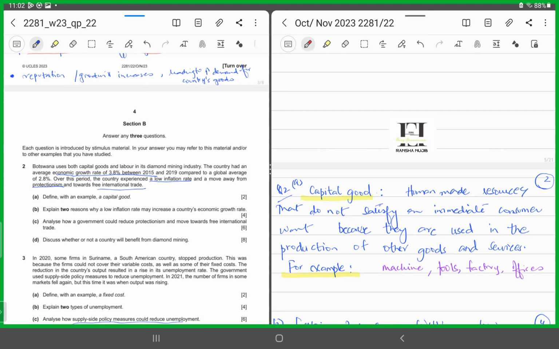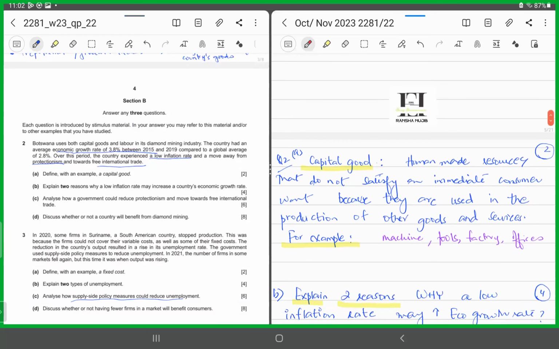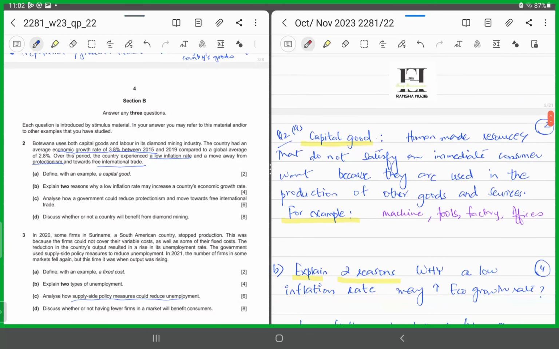Question number 2. It says Botswana uses both capital goods and labor in its diamond mining industry. All right, it's making use of both capital and labor. The country had an average economic growth rate of 3.8% between 2015 and 2019, compared to a global average of 2.8%. Over this period, the country experienced a low inflation rate and a move away from protectionism and towards free international trade. So now the plus point Botswana is having is that it is enjoying a relatively higher growth level than the world was at that time, 3.8% as compared to the world's 2.8%.